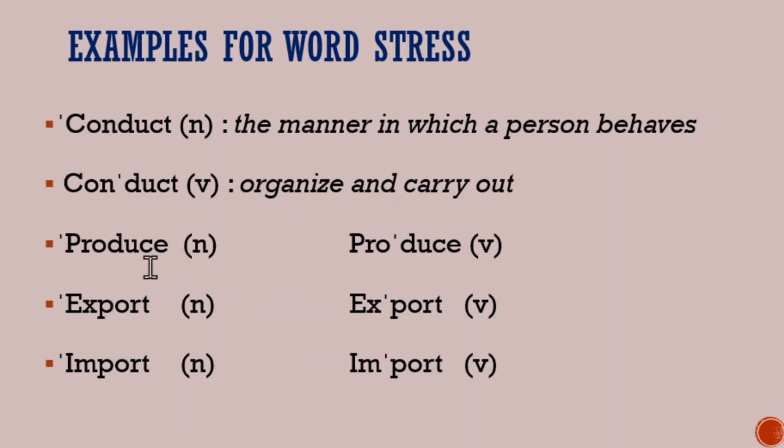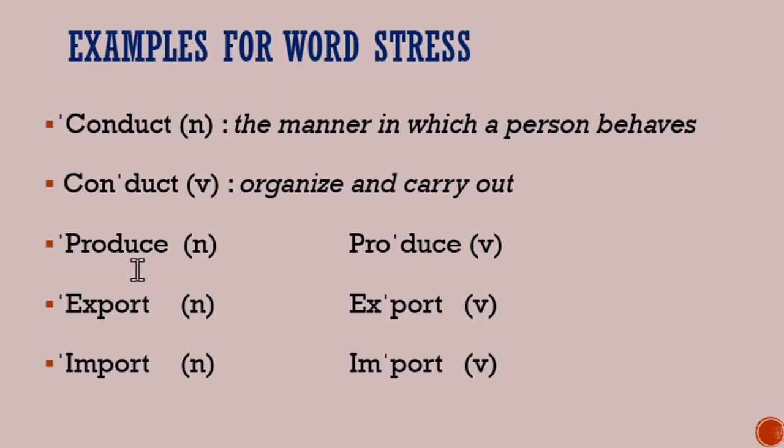Two syllables are there, and you see how the stress works. In a noun, it's in the first syllable. In the verb, it is the second syllable. That is a general rule. We'll look at it in the next slide. But here you have conduct and conduct. His conduct was good. He conducted himself well.